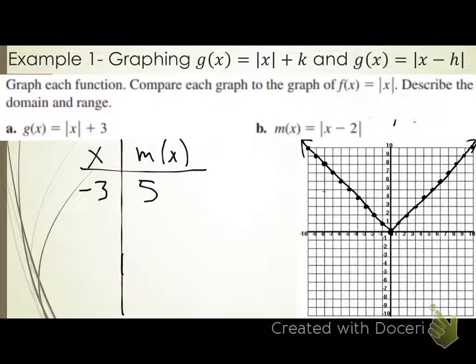Someone give me another value. 1. If I plug in 1, what's 1 minus 2? -1. What's the absolute value of -1? 1. I'm going to graph these ordered pairs as we go. So let's go -3, 5. And 1, 1. It's already graphed. Someone give me another value.